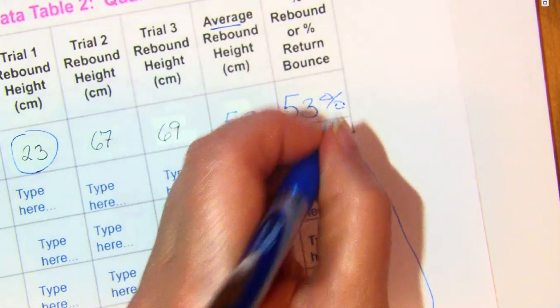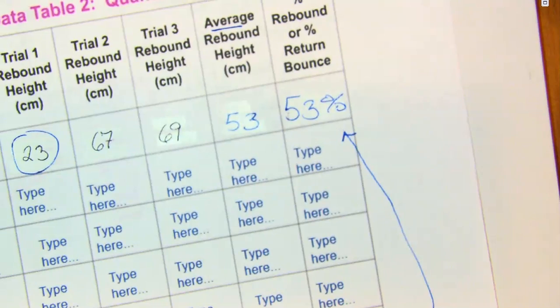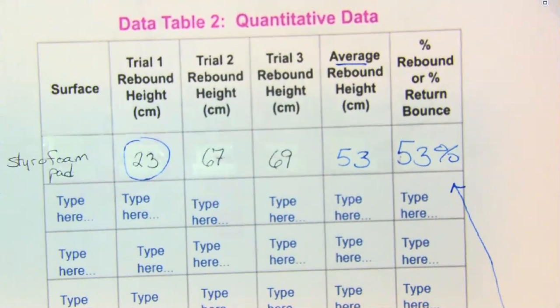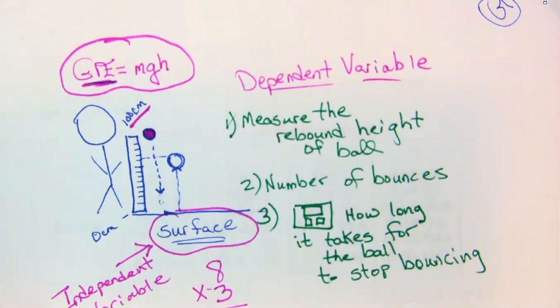So that is how you fill out the quantitative data table to the Bouncing Balls lab. So what about the very first data table that everyone must fill out, which is called the qualitative data table to the Bouncing Balls Lab?